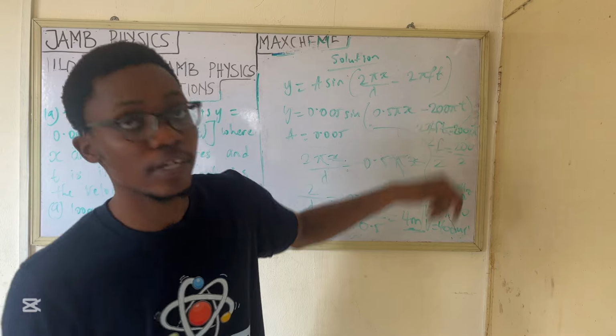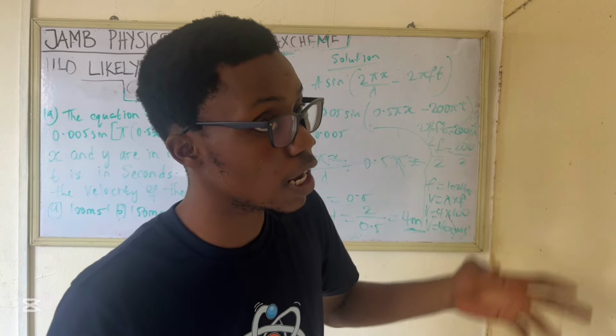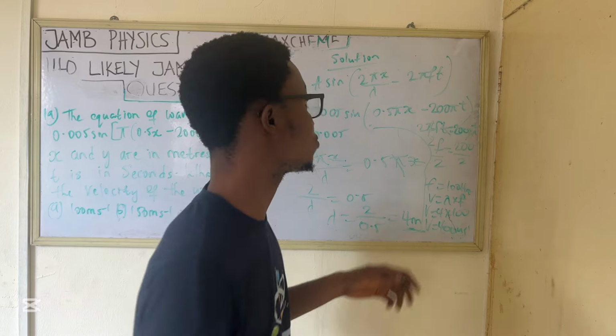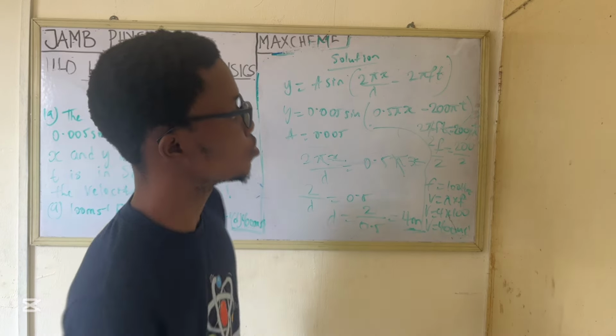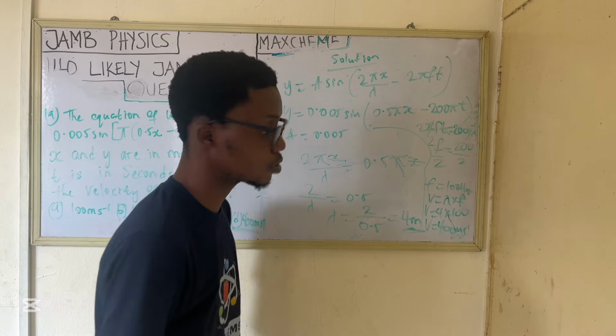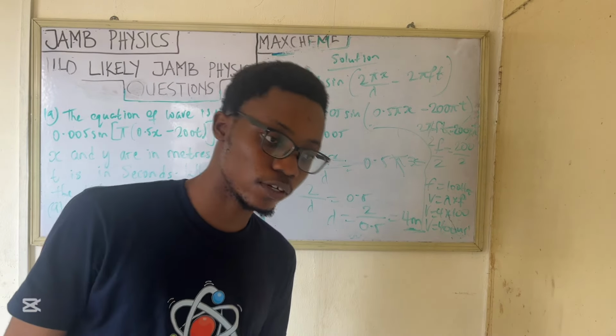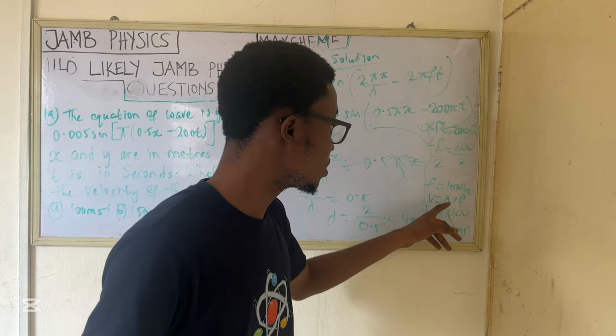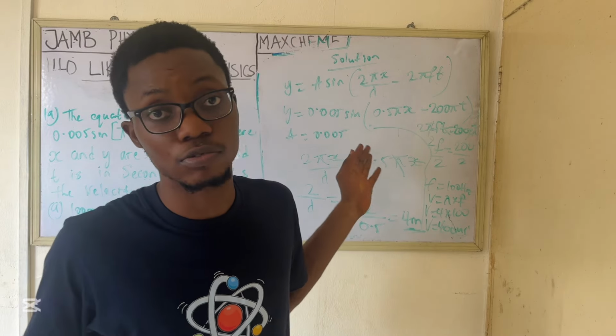And your 2 pi f is the same thing as your angular velocity. If you can remember, 2 pi f equals angular velocity. So if they ask you to calculate the angular velocity, all you have to do is 2 pi f. What is your pi? 3.142. What is your frequency here? Frequency is 100. So you are good to go.